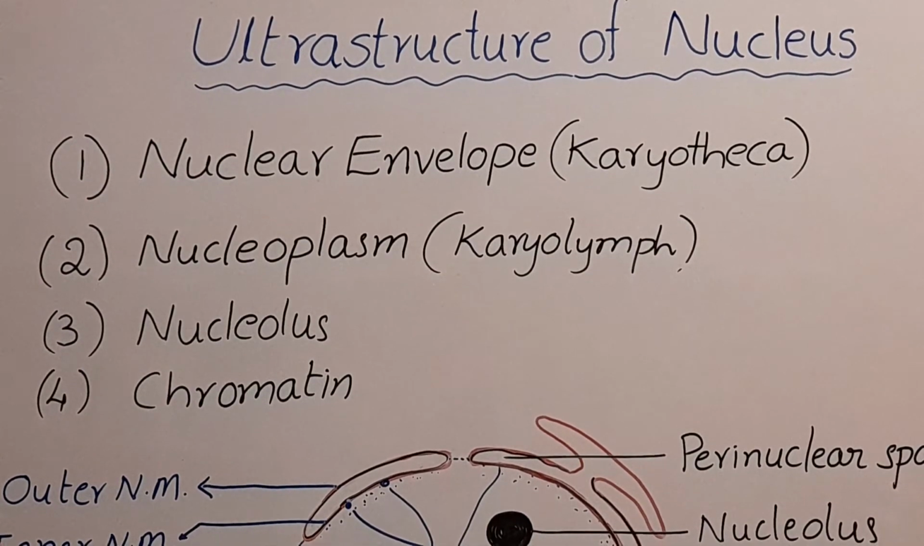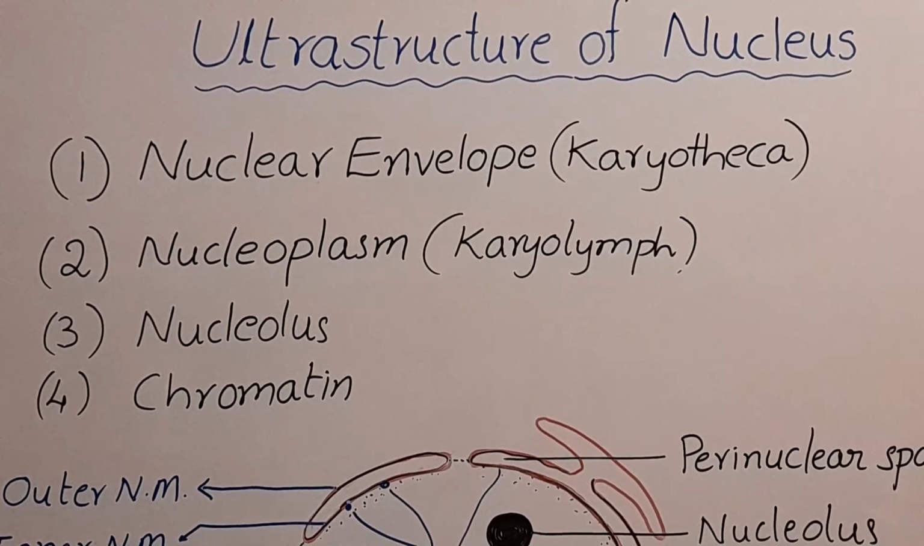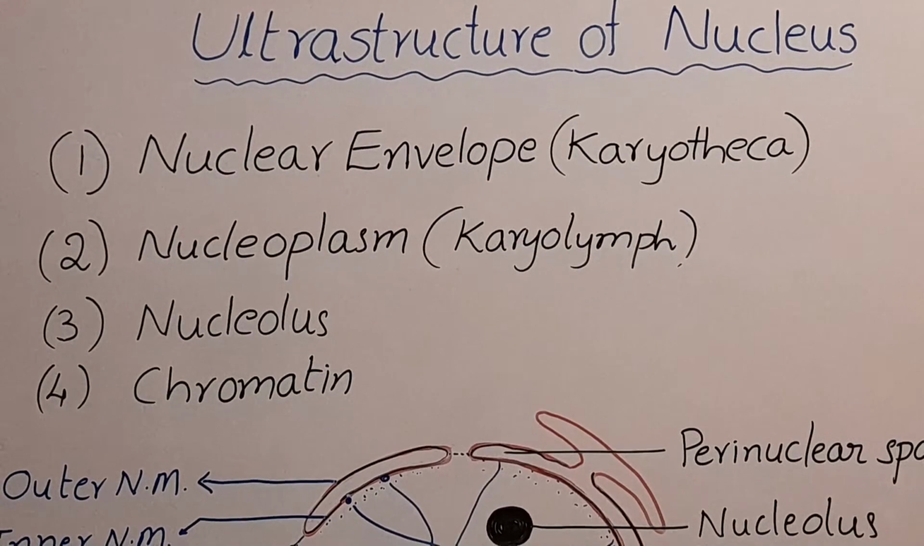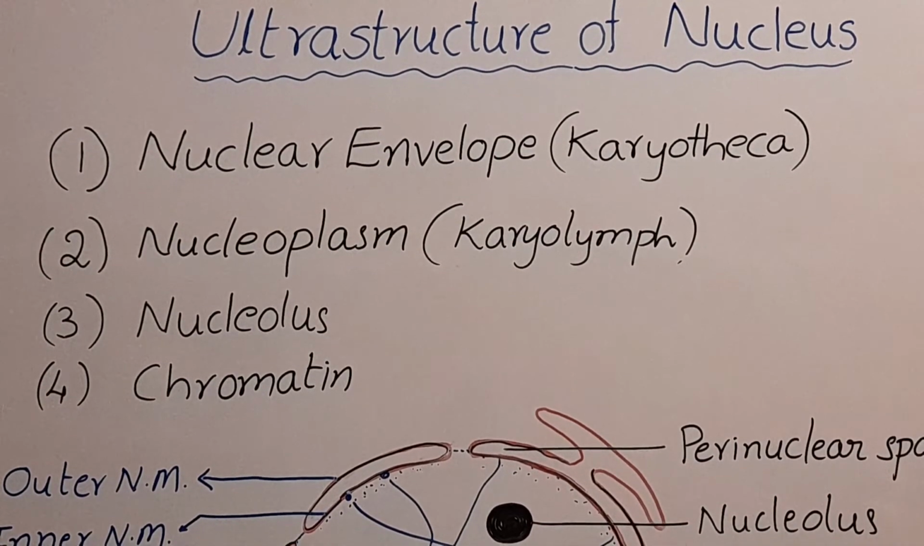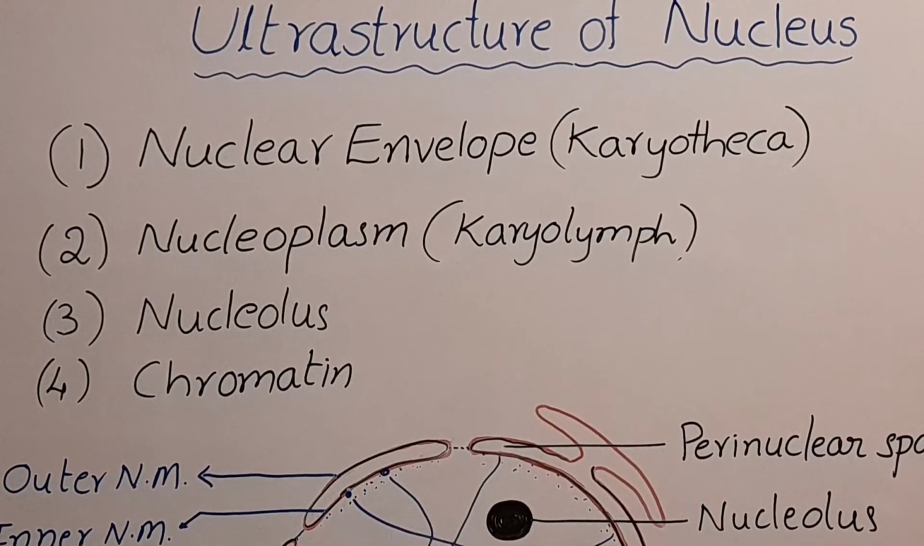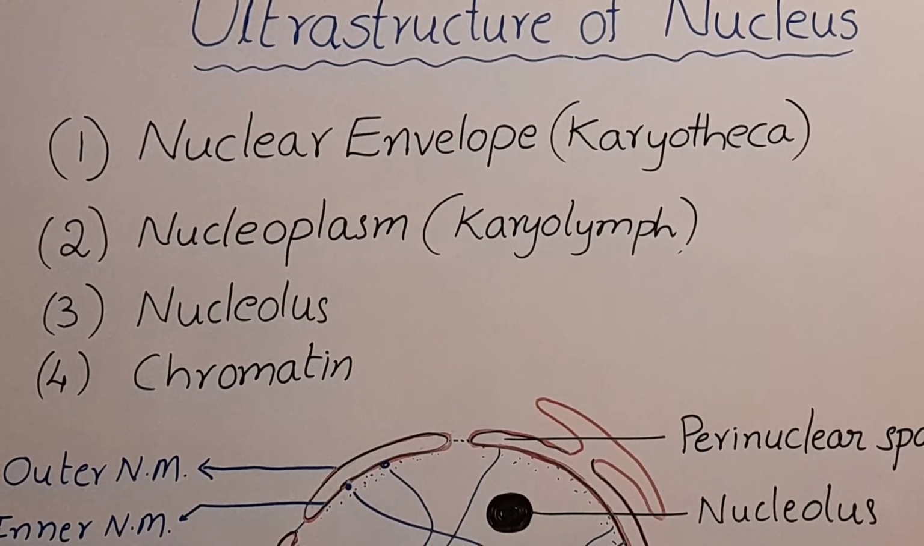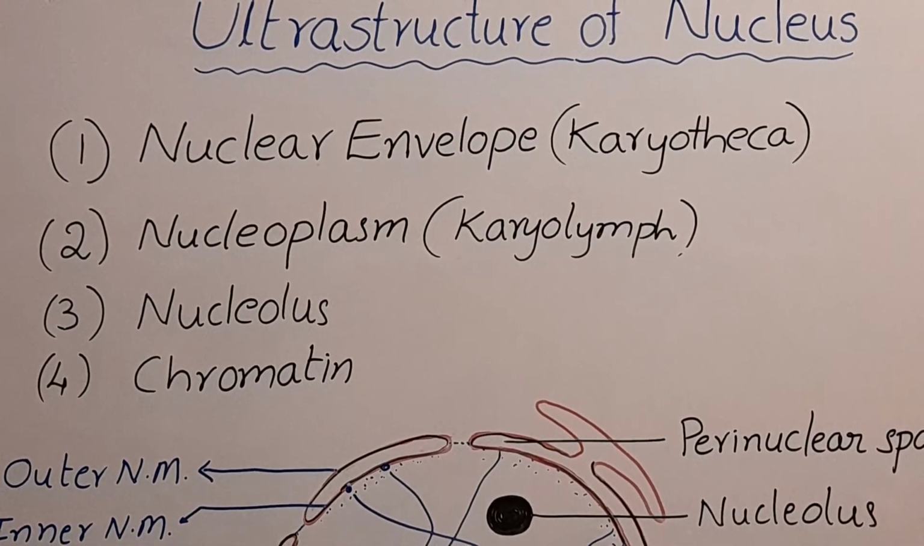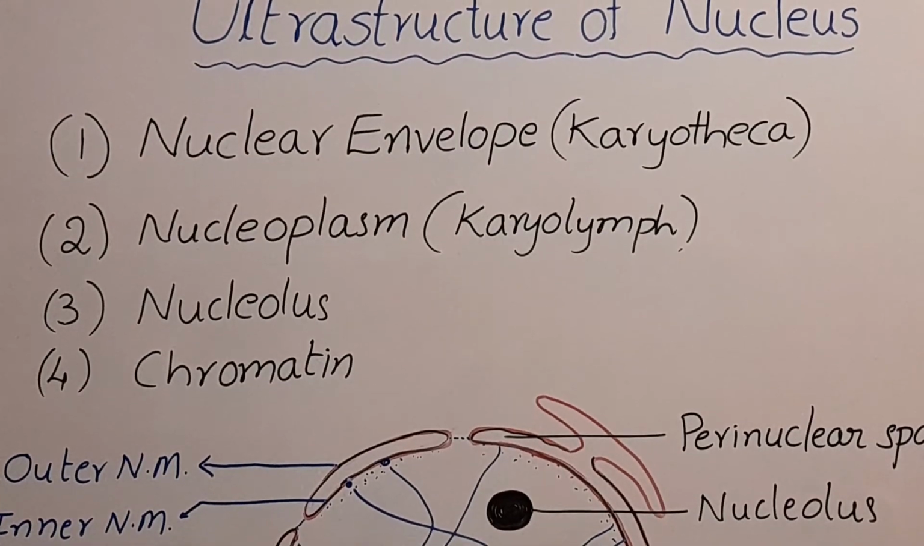A typical interphase nucleus is differentiated into mainly four parts. First one is nuclear envelope or karyotheca. Second is nucleoplasm or karyolimb. Third is nucleolus and the fourth one is chromatin.